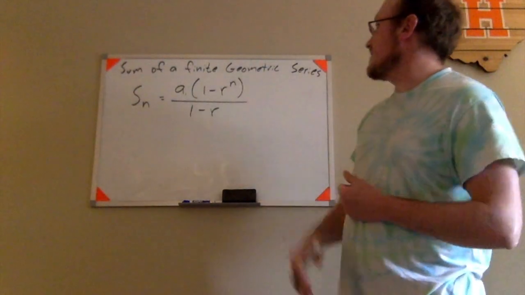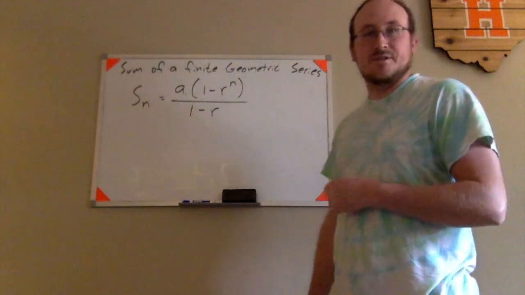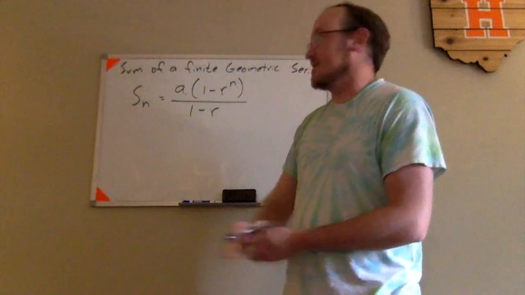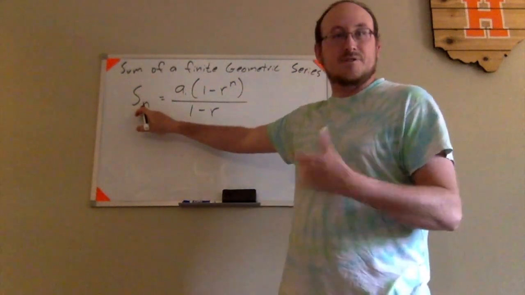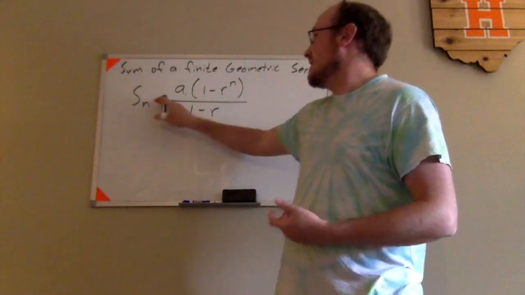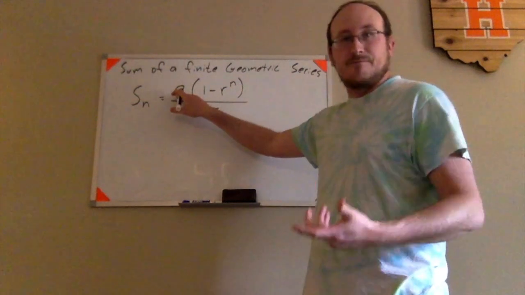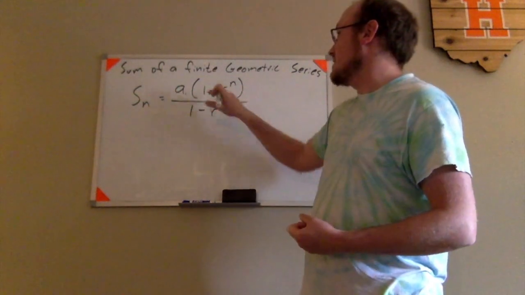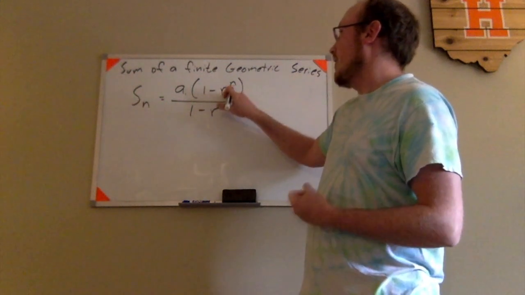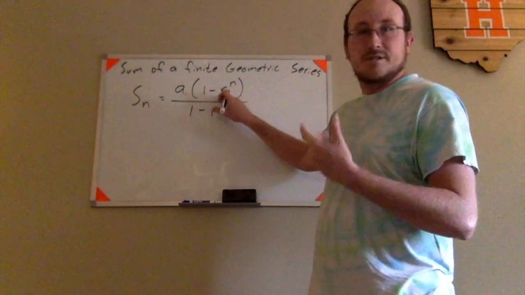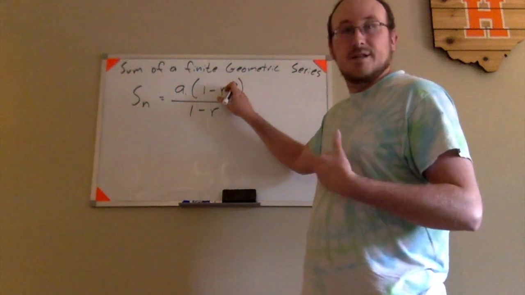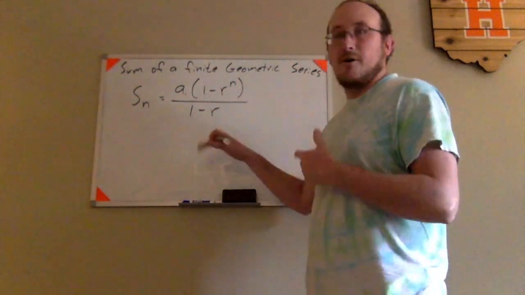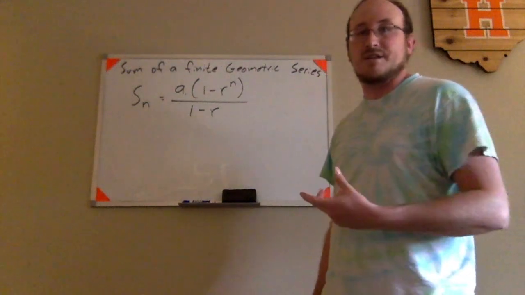Take a look at how to find the sum of a finite geometric series. So here we have our formula for the sum of a finite geometric series. S sub n, standing for the sum of the series of n terms, is equal to a sub 1, the first term of the geometric series, times the quantity 1 minus r to the n power, where r is the common ratio and n is the number of terms. All that divided by the quantity 1 minus r, again, where r is that common ratio.